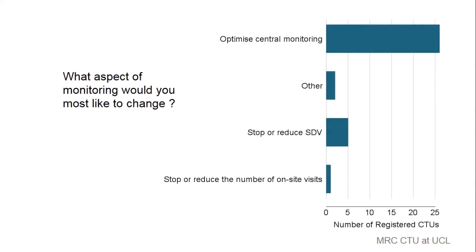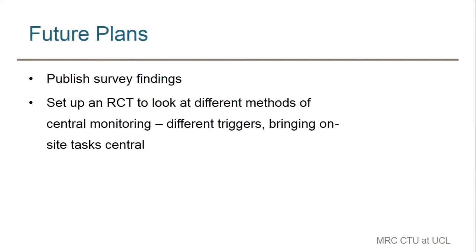So we've taken that information, and our future plans are, first of all, we're going to publish the survey findings. There's a lot of information in there for someone who wants to carry out research into monitoring, so it's important to get that out so that other people can start their research as quickly as possible. And I'm also going to set up an RCT to look at different methods of central monitoring, so different triggers, bringing the on-site tasks centrally. We're thinking of it being a SWAT, a study within a trial, for about 10 trials in about 3 or 4 CTUs. So do contact Vicki or I if that is of interest to you.